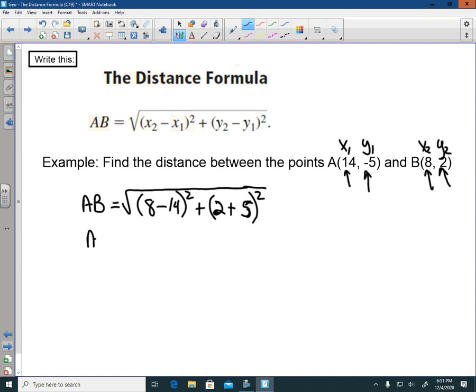And so AB has to equal big old square root, whatever 8 minus 14 is. 8 minus 14 is -6. Now I'm going to leave these parentheses for a reason that you'll see in just a second. Now don't forget you still haven't used that exponent, so bring it on down. Plus 2 plus 5, which is 7. And again, I'm leaving the parentheses, and you'll see why in just a second. And don't forget that squared symbol. So we've taken the first step. Simplify inside the parentheses. The reason I left the parentheses is because I want to point something out to you.